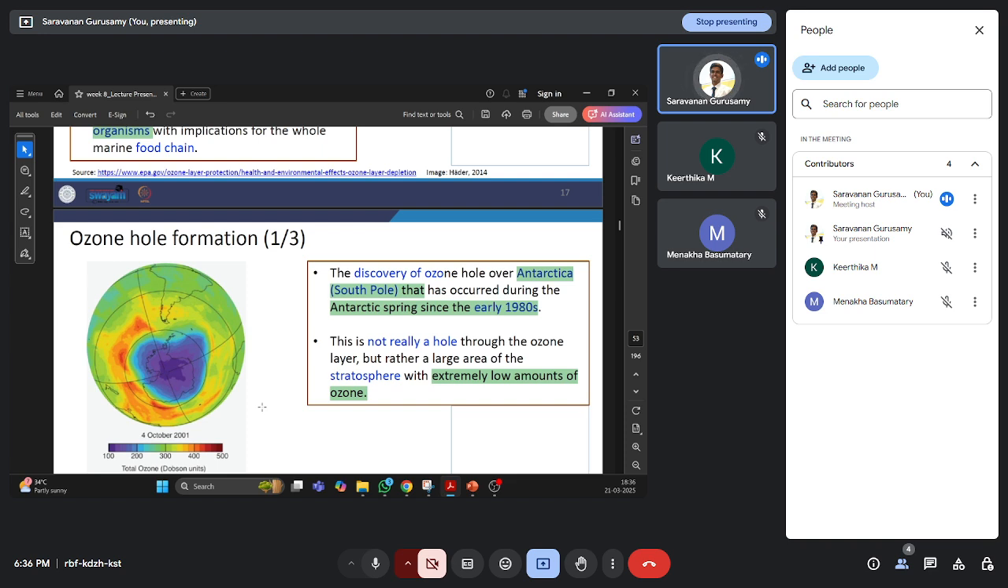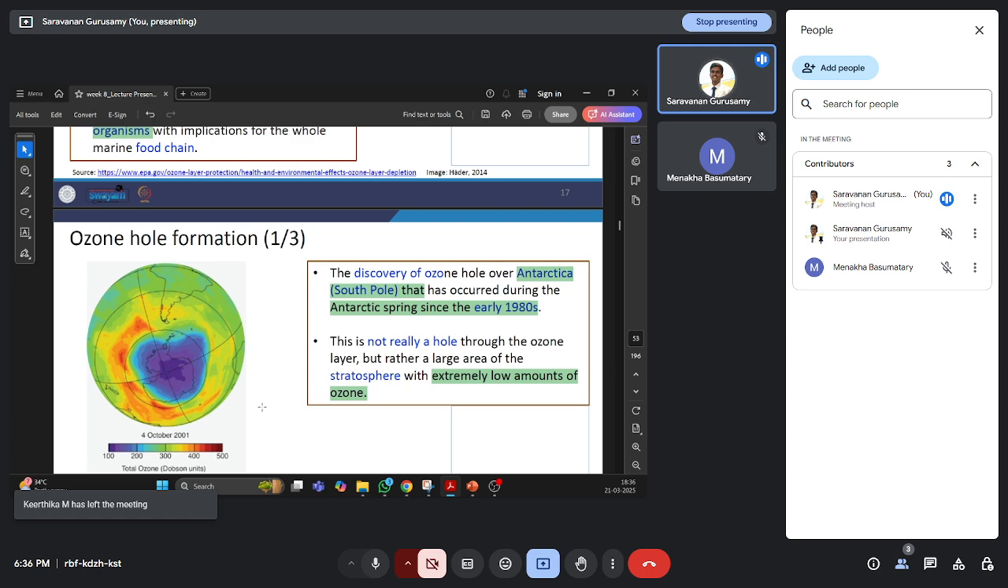What is an ozone hole? That is not an actual hole. That is a decrease in the thickness at a point of the whole ozone layer. As I said, the ozone layer is everywhere around the Earth's surface. At a point or in an area of so many square kilometers, we can see a reduced thickness of the ozone layer. That is called the ozone hole.